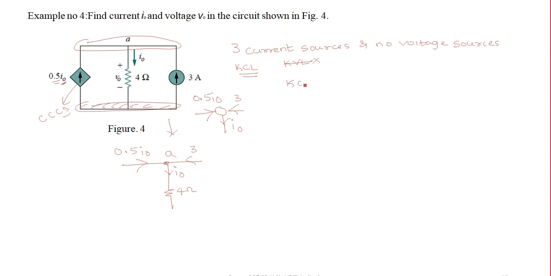So if you apply KCL at node A, what will we be getting now? Two currents are entering. Which are those two currents? 3 and 0.5 I naught. And which current is leaving? The current which is leaving is I naught, right? So if you solve for I naught, you should get I naught equal to 6 amps.